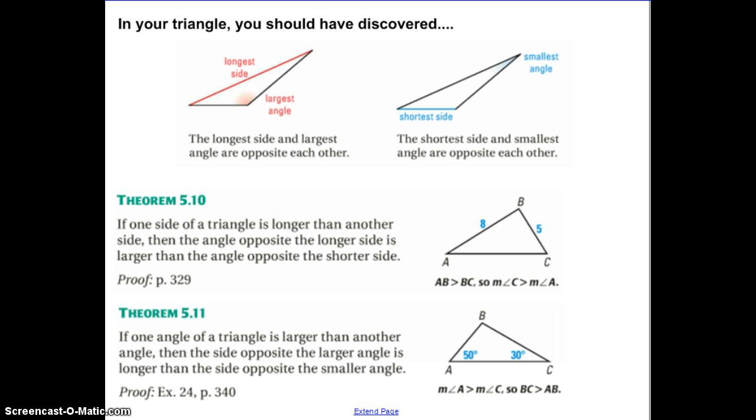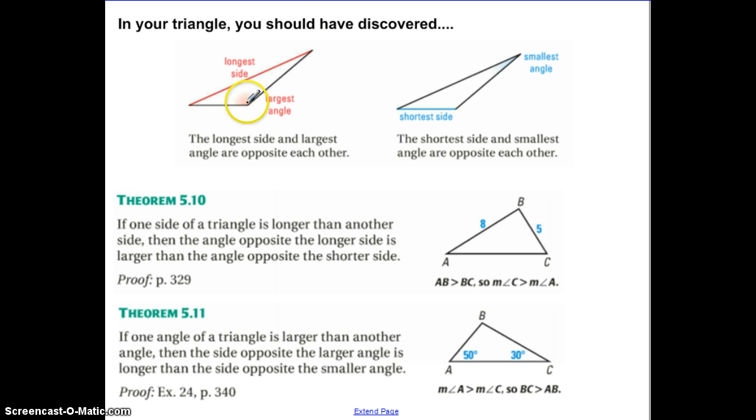Okay, in your triangles, you should notice a relationship between the sides and the angles. So you should have seen that there's a relationship between the length of the side and the sides of your angle. So here, in this red triangle, we identified that this red line is the longest side. If you were to measure, this would be the longest side, like you did in your triangle. And then this red arc indicates the largest angle. We'll notice that the longest side and the largest angle are opposite each other.